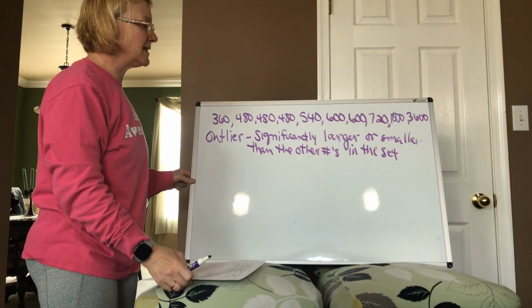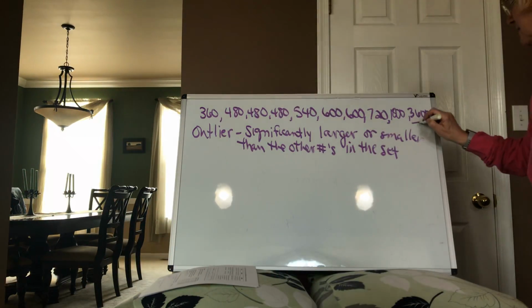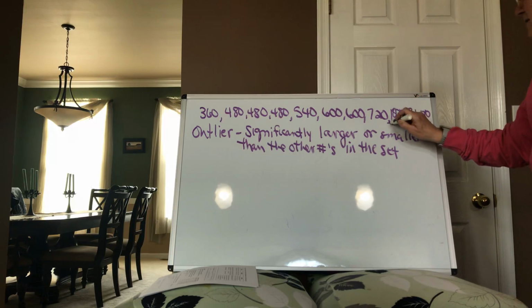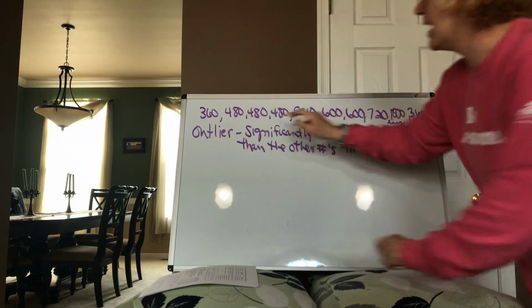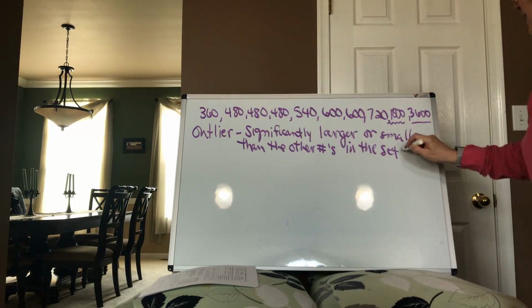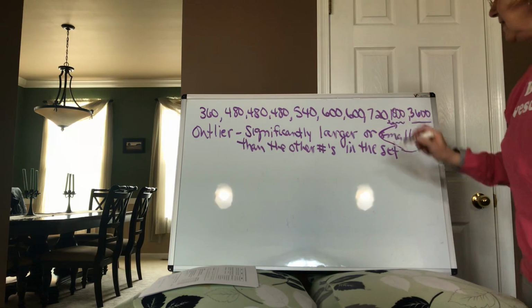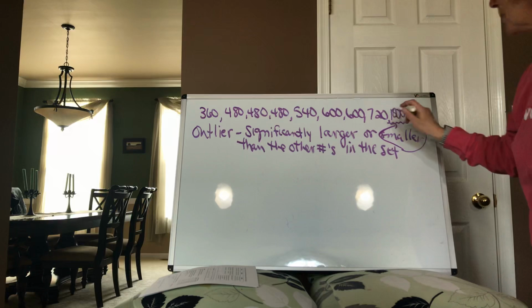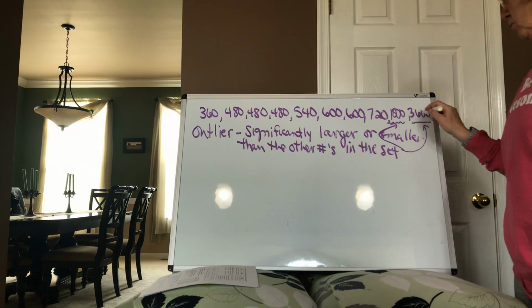If these were prices of apartments, do you guys agree that 3,600 and really 1,800 too are both way higher than all these other apartments? So we would call this an outlier. We probably call 1,800 an outlier also because there's such a big gap between 720 and 1,800, but there's a really big gap up to 3,600.